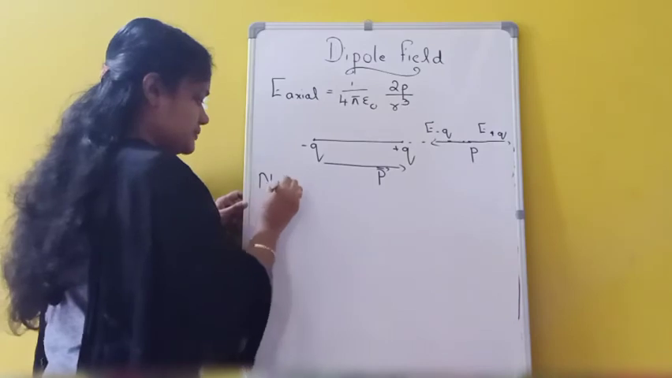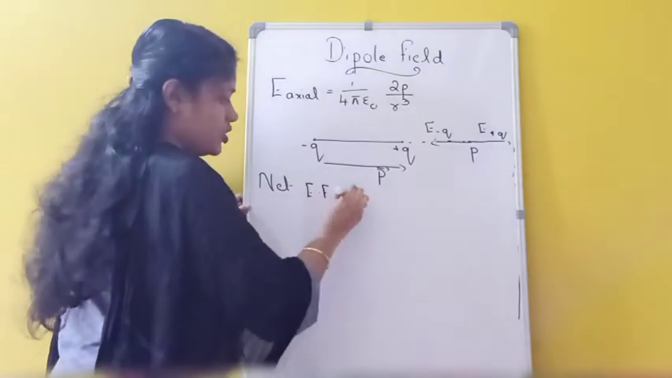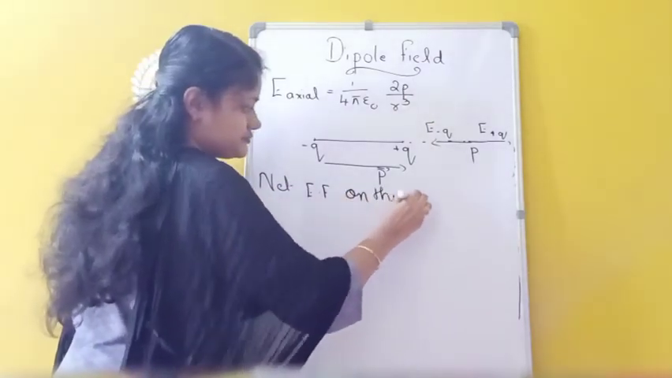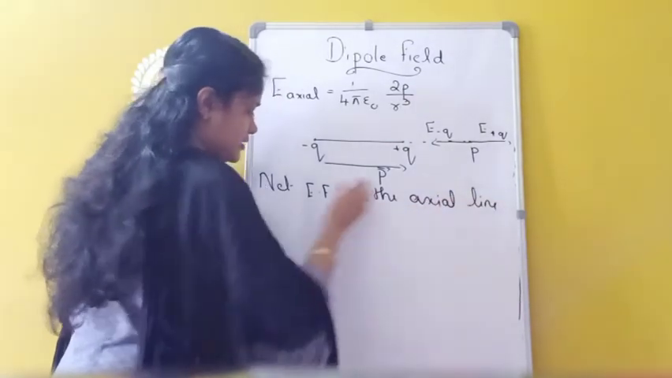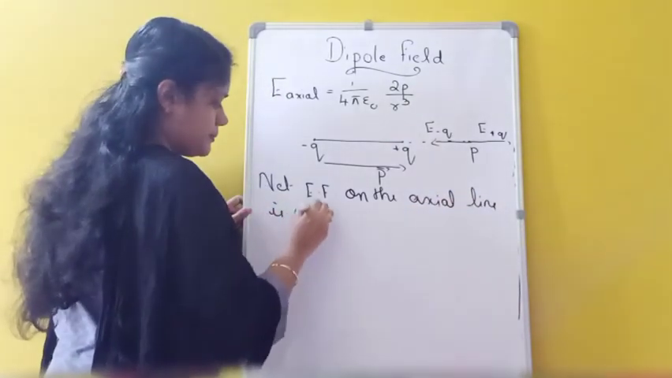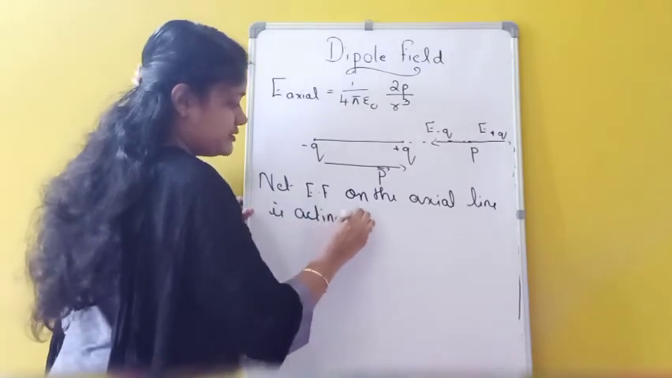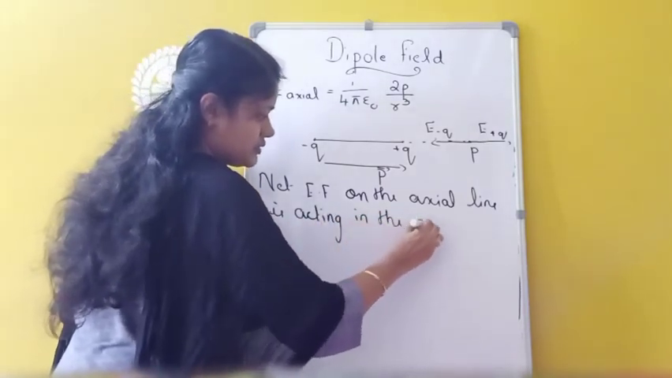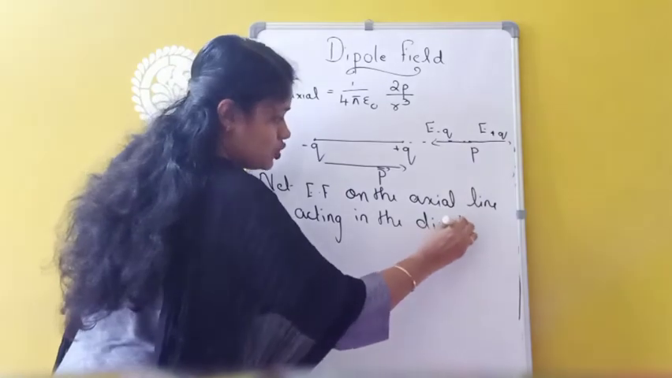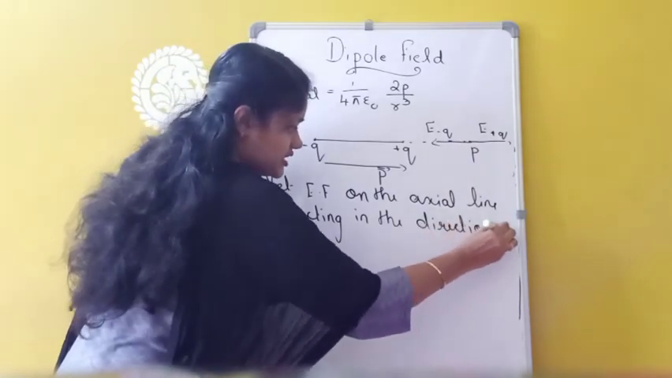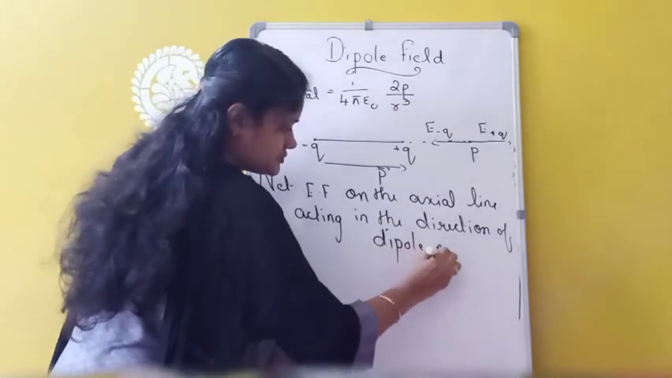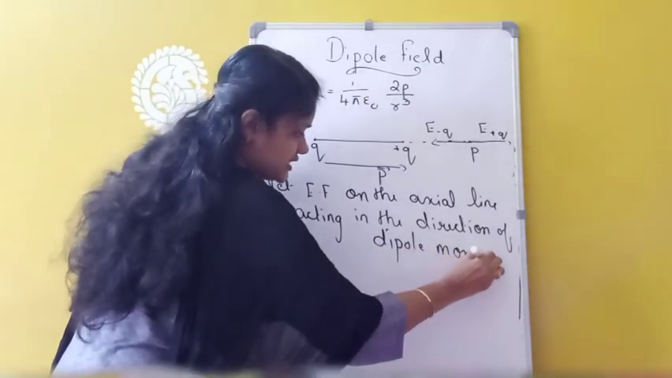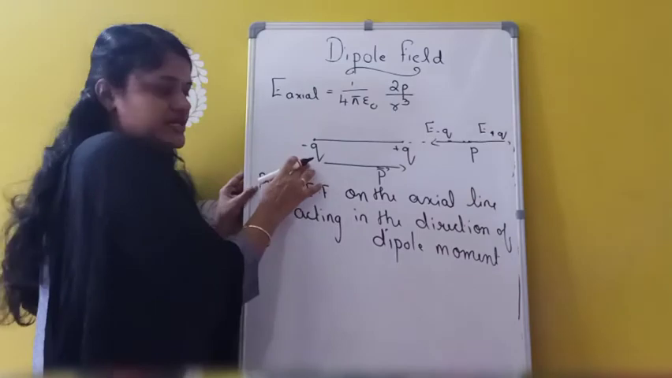So the net electric field on the axial line is acting in the direction of dipole moment. In the direction of dipole moment. Because what is the direction of dipole moment? It is acting from minus q to plus q.